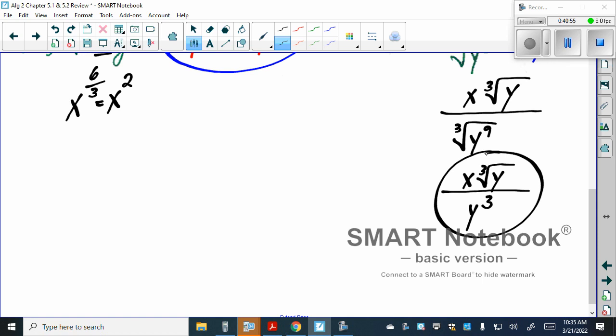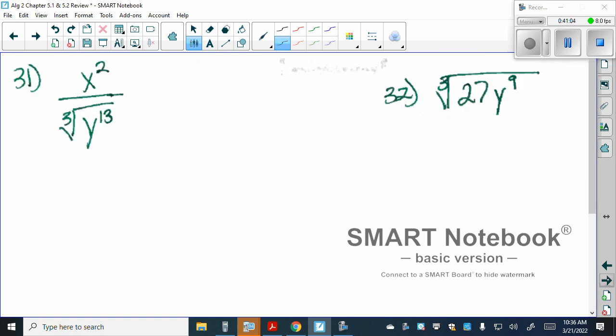Any questions on this here? So we have 3 left. Number 31 is exactly the same as what we just did, but instead of having the cubed root of y to the 9th, we now have the cubed root of y to the 13th.